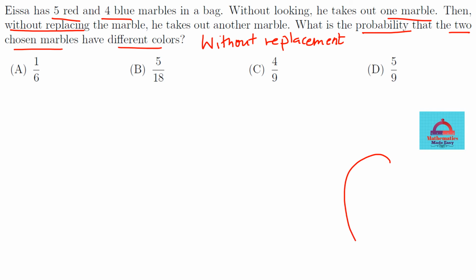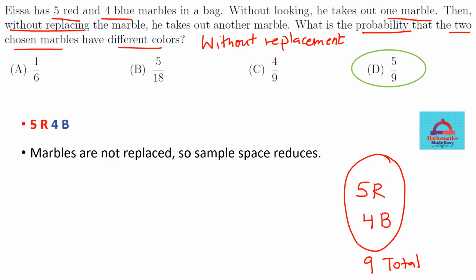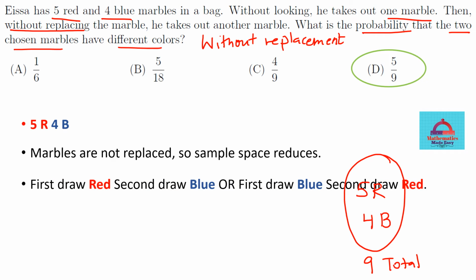So let's draw a rough figure here. 5 red, 4 blue, so total are 9. What is the probability that the chosen marbles have different color? So either one will be red, other will be blue, or the first one will be blue and the other one will be red. So that combination will be in the favorable outcomes. So let's see how we do it. Since they are not replaced, the sample space reduces. Already I've told you that.